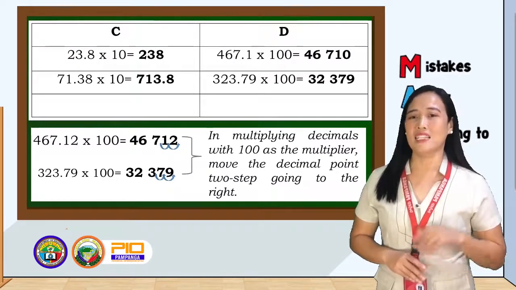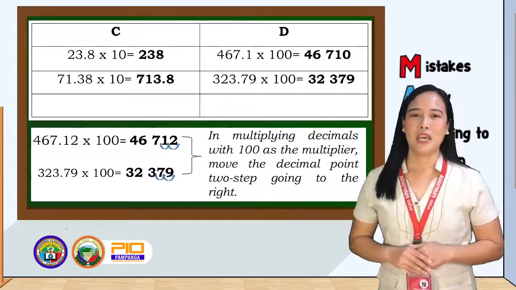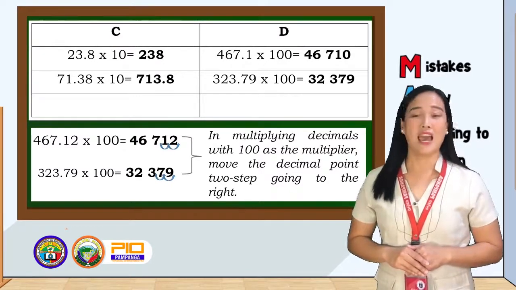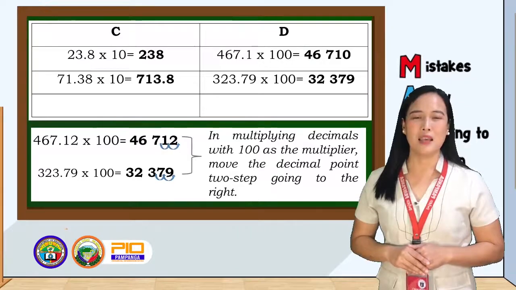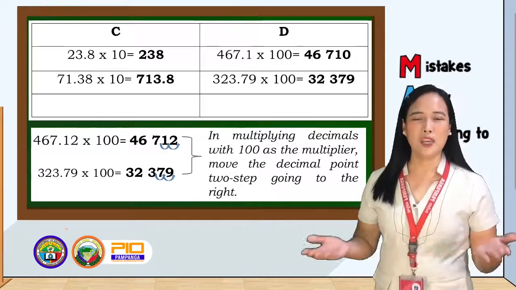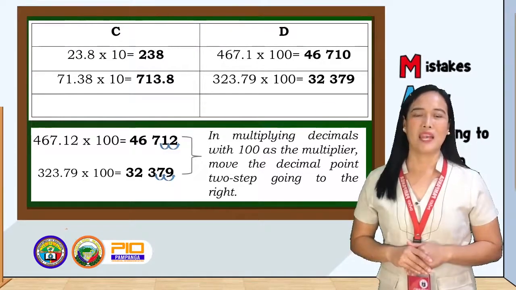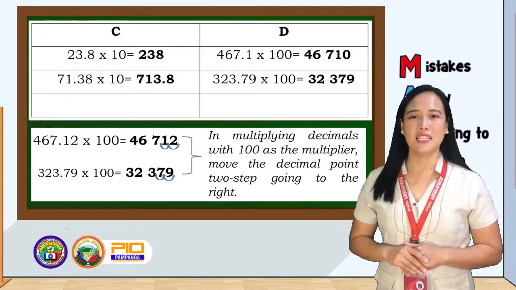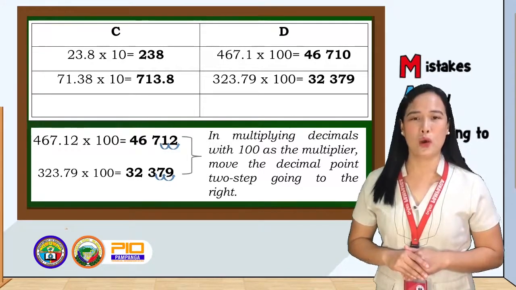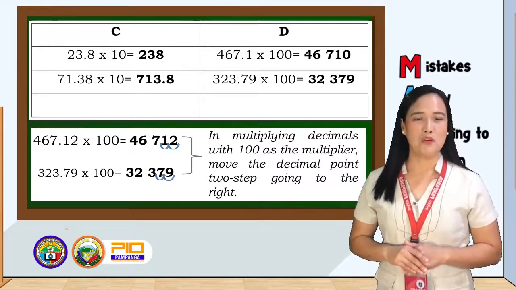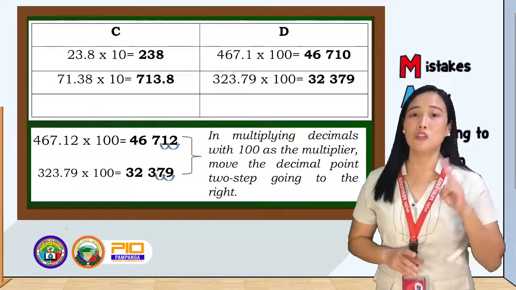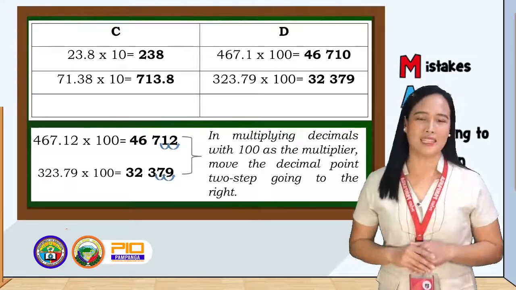Let's take a look at example number 1. In 467 and 12/100 times 100, what do you think will be the answer? Yes, it's 46,712. We simply move the decimal point 2 steps going to the right.